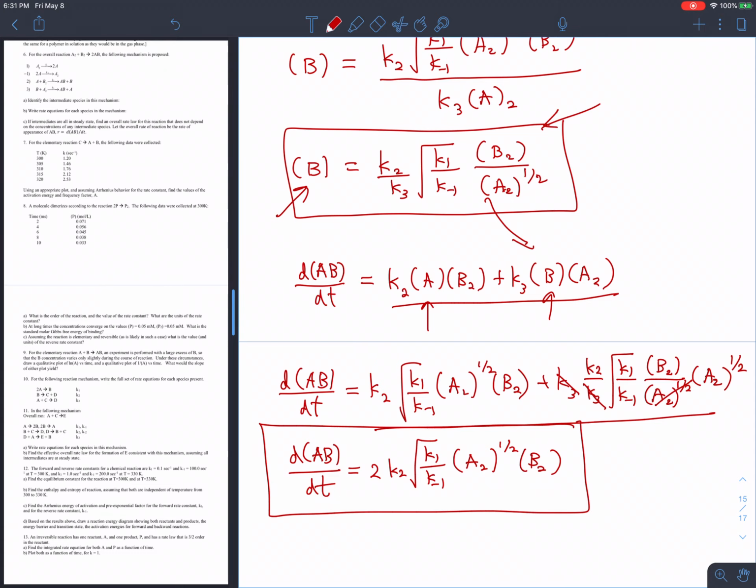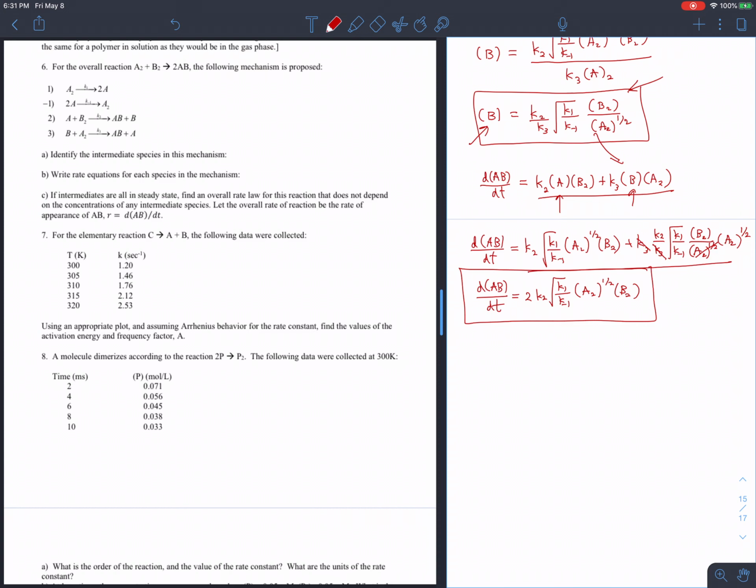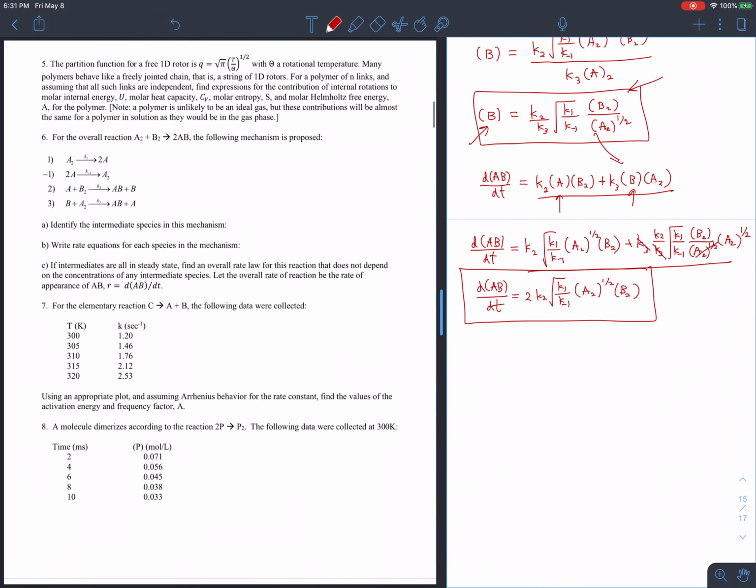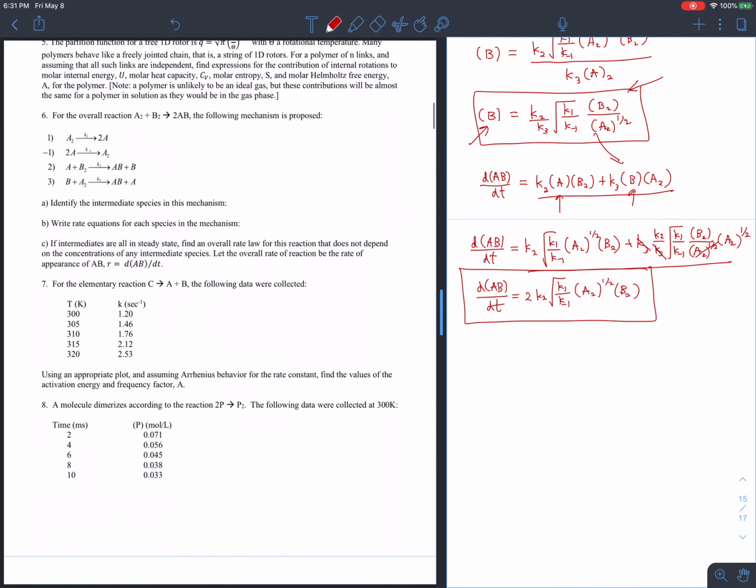And let's see if the problem asks for anything else. I can't remember if it asks for anything else or not. It doesn't look like it does, so we're done.